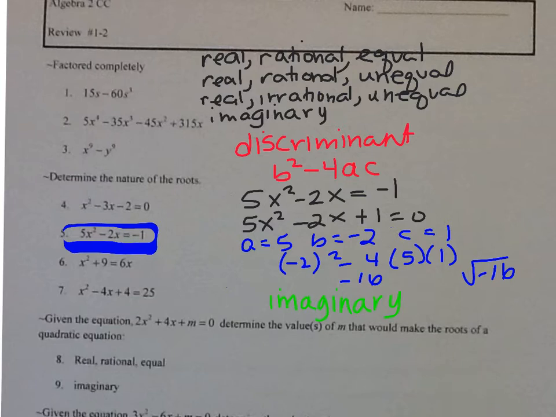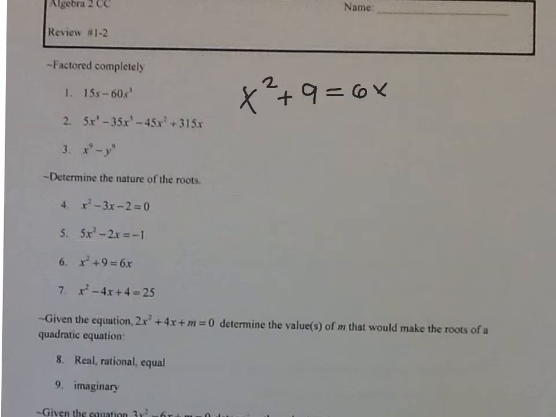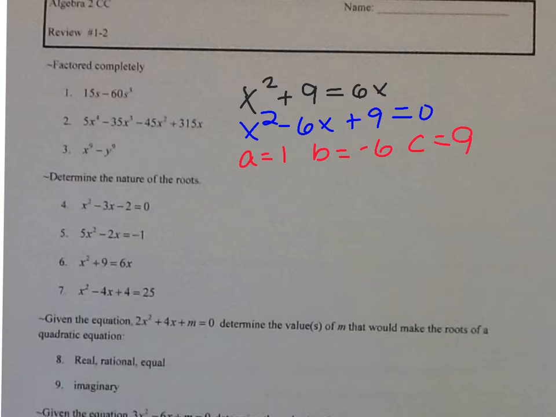Okay, so let's take a look at the next one, which is number 6. Okay, so number 6 is x squared plus 9 equals 6x. So again, that's not in the right form, so we have to minus 6x over. All right, so we're going to identify A, which is 1, B, which is negative 6, and C, which is equal to 9. Okay, so now we are going to find the discriminant, which is B squared minus 4AC.